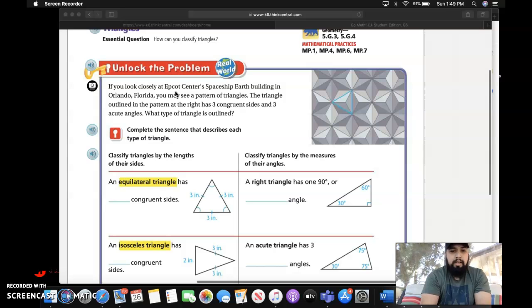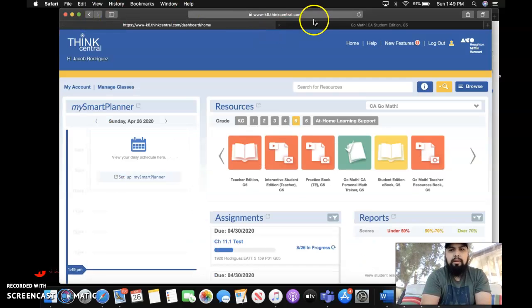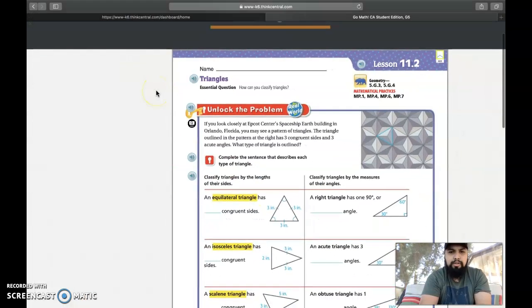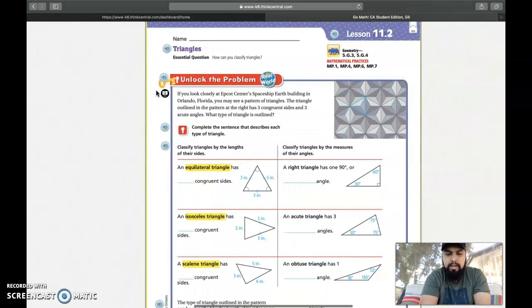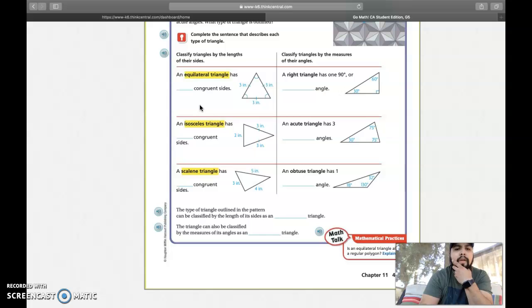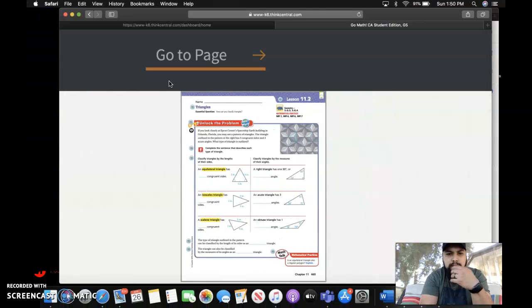I'm not going to go into the unlock the problem because I think you guys are pretty comfortable with it. It's just review, just need to make sure that we refresh our minds on it. So the three different ways that we can classify a triangle based off its sides are the equilateral triangle, isosceles, and the scalene.